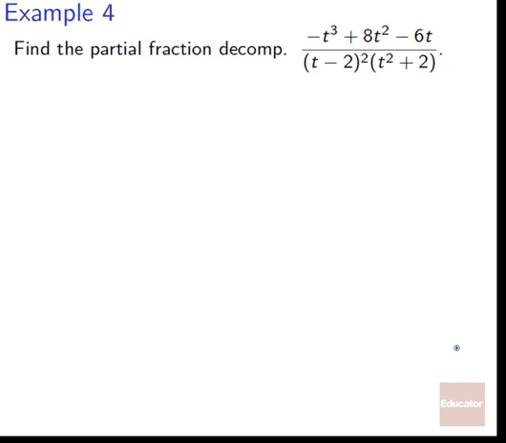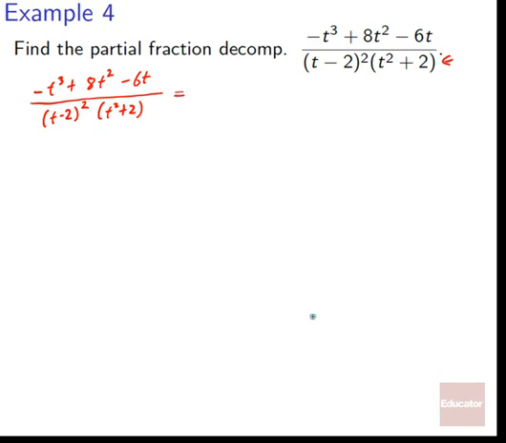All right, so happily, they already factored it for us, and we've got t minus 2 squared, t squared plus 2, so this is degree 2, this is also degree 2, so that combines to degree 4 on the bottom, degree 3 on the top, so we're proper. Our bottom's already factored. We just need to actually work through the decomposition now. So we've got negative t cubed plus 8t squared minus 6t over t minus 2 squared, t squared plus 2.